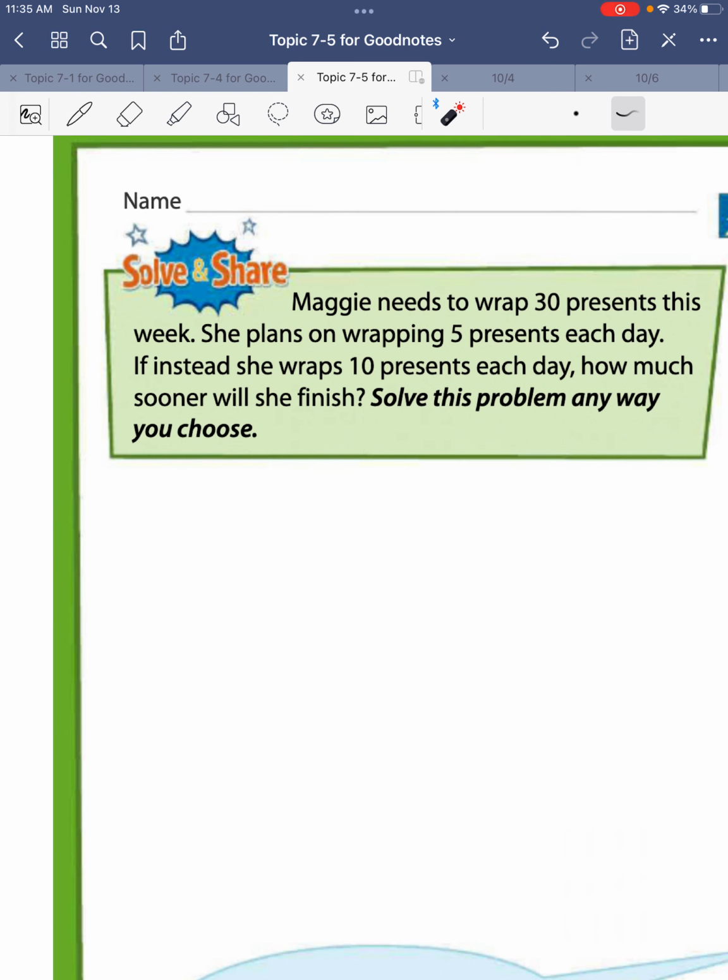It says, Maggie needs to wrap 30 presents this week. She plans on wrapping 5 presents each day. If instead she wraps 10 presents each day, how much sooner will she finish?